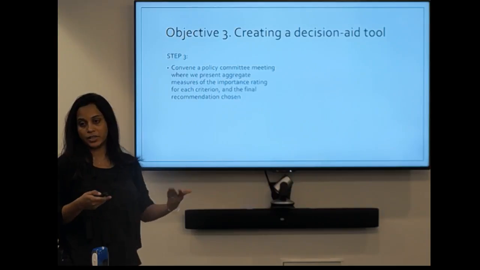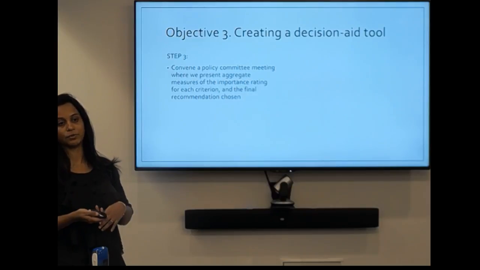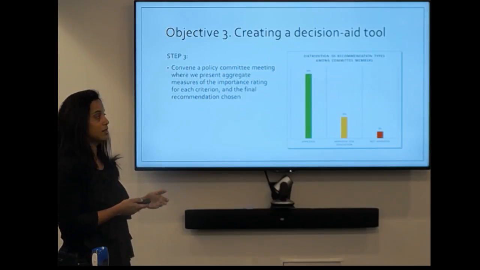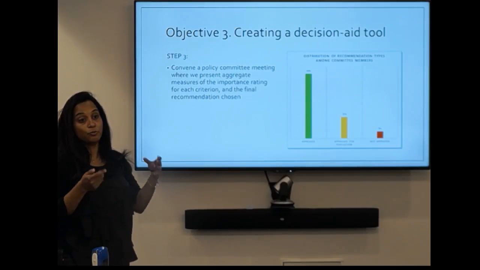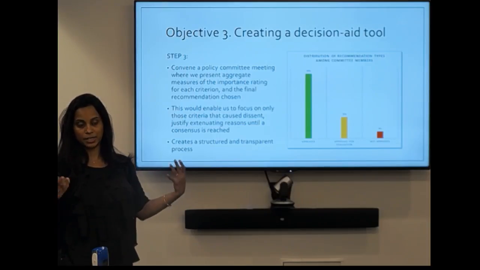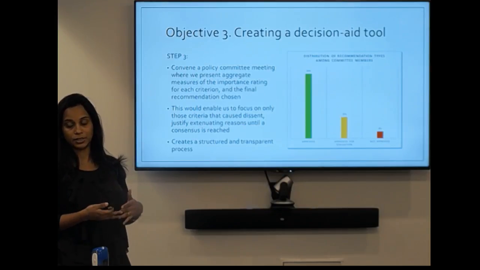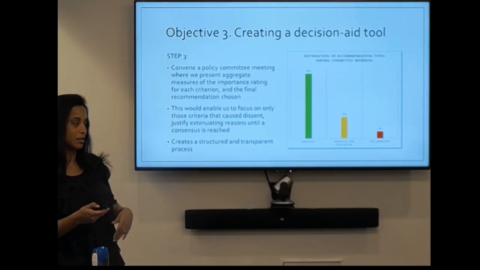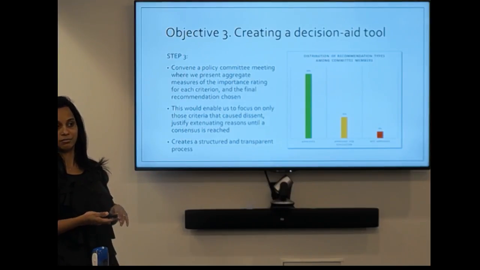So the final step, we convene the policy committee, and we present them the aggregate results. So basically, the aggregate importance ratings as well as the final recommendation, it could be something like 69% approved. But the idea of this meeting would really be to focus on those criteria that cause dissent. So instead of spending time just discussing everything, we would focus on extenuating reasons until we reach a consensus. So this part of the process is to build consensus to come to your final recommendation. And so here the idea is everything would be documented, so it's transparent and structured.